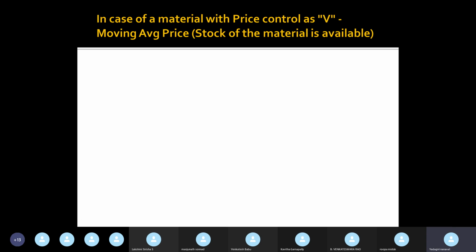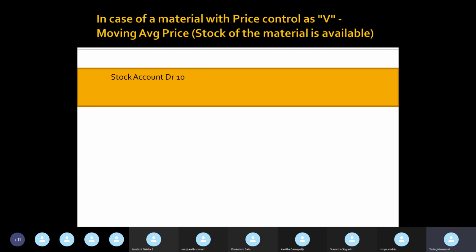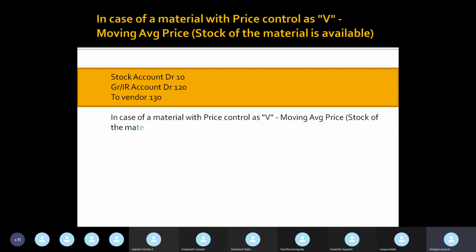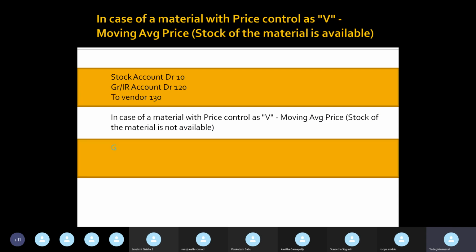In case of material with price control V, moving average price, when stock of the material is available, then stock account debit 10 rupees, and GRIR account debit 120 rupees, and to vendor 130. In case of material with price control V, moving average price, when stock of the material is not available, GRIR account debit 120, price difference 10 rupees, and then to vendor 130 rupees.